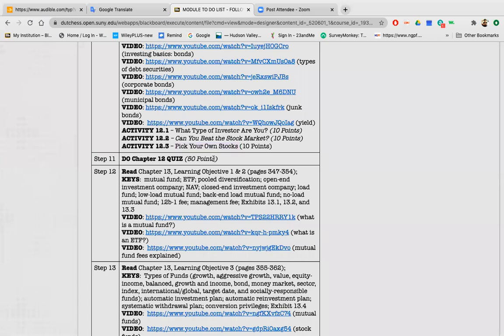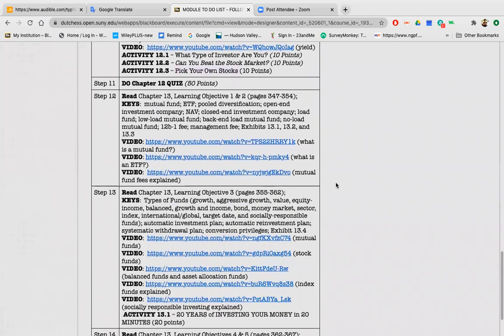Chapter 12 ends with a quiz. Chapter 13, basically the major point of chapter 13 is to understand mutual funds and ETFs. Extremely important today.